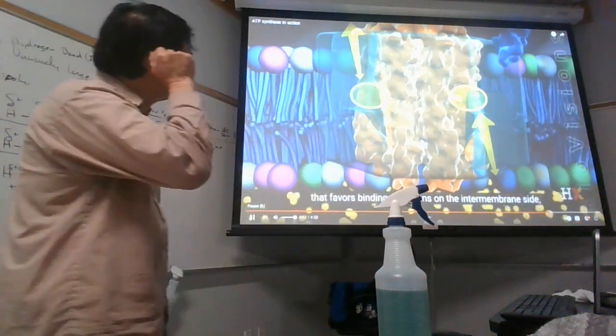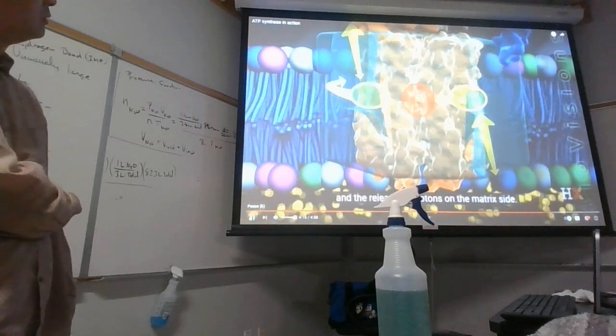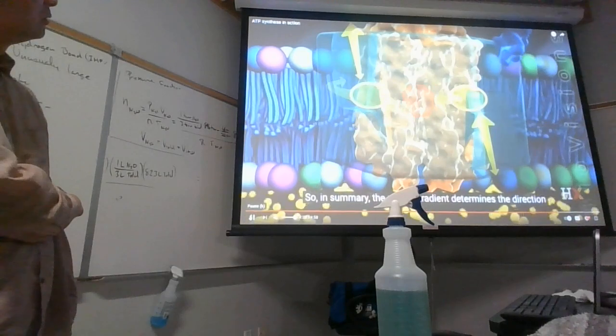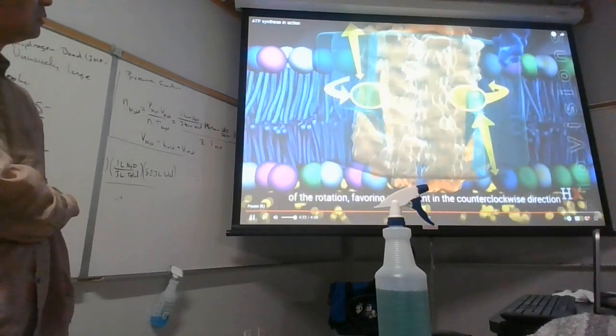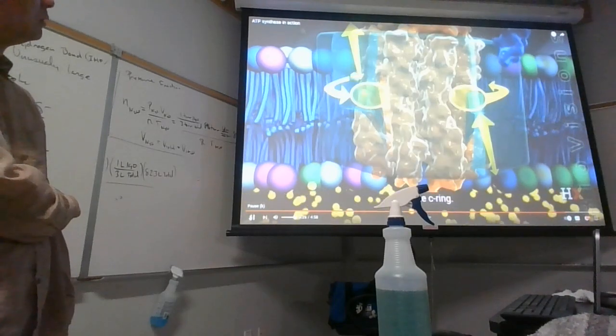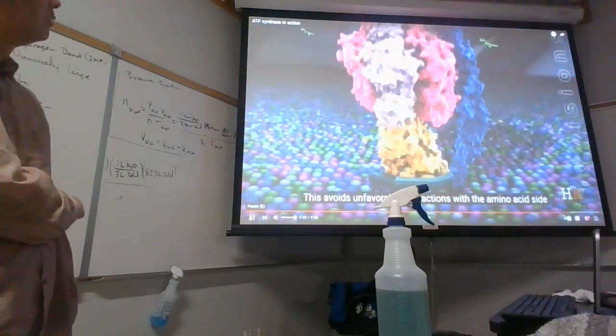Concentration gradient favors binding of protons on the intermembrane side and the release of protons on the matrix side. So in summary, the proton gradient determines the direction of the rotation, favoring movement in the counterclockwise direction of the C ring. This avoids unfavorable interactions with the amino acid side chains of the C ring.